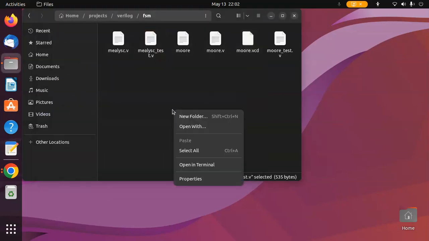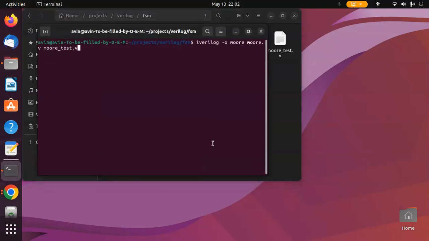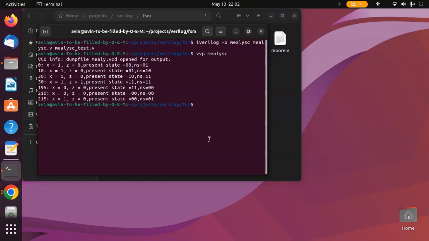Okay, so let's simulate it using Icarus Verilog. There is no error, we can see the output. Initially when reset condition was active, even though x was 1, the present state was 0. So even though x is 1, the next state it wants to go to is 0 1. So the next state becomes 0 1. The present state is 1, so it goes to 1 0. Next state it goes to 1. The present input is 1, so it goes to 1 1.